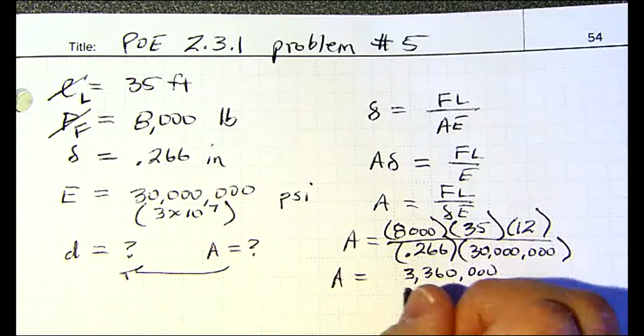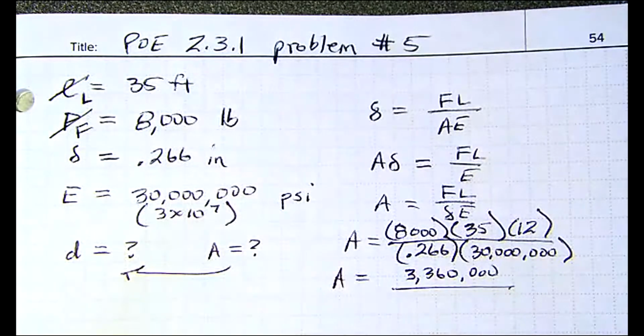Okay, she said, I don't know if you could hear her on the video. She said 3,360,000. That's just the top part. Hey Siri, what is 0.266 times 30 million?